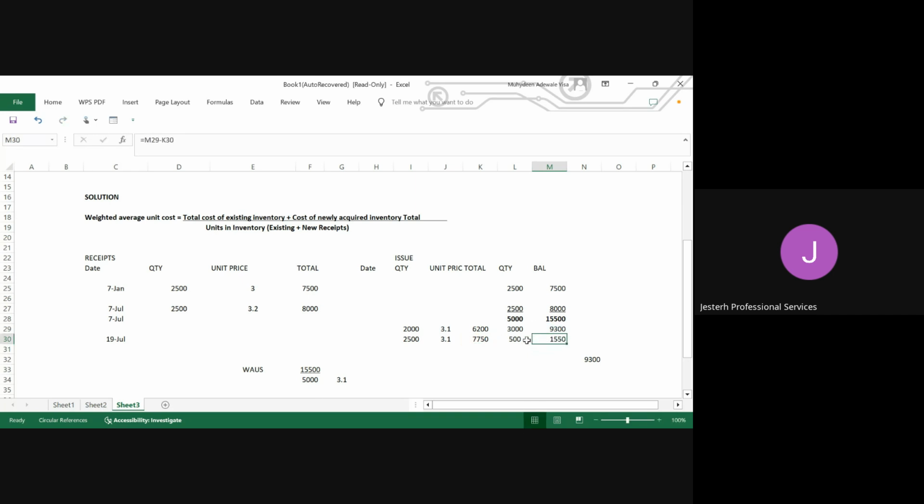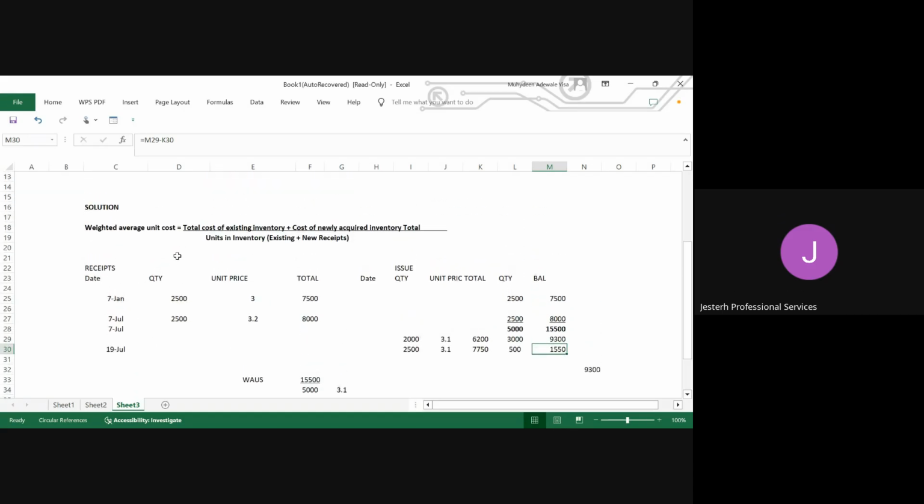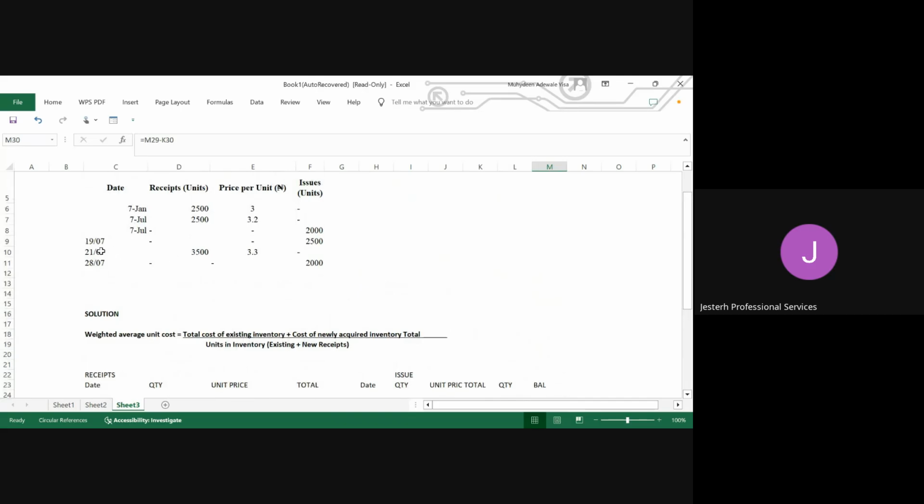Now it means in the store now we're having 500 quantity of our products in the store presently at the value of 1,550. So I hope we are getting this explanation. Now we go back to our question. Now on the 21st of July, the company decided to purchase another value. They purchased 3,500.